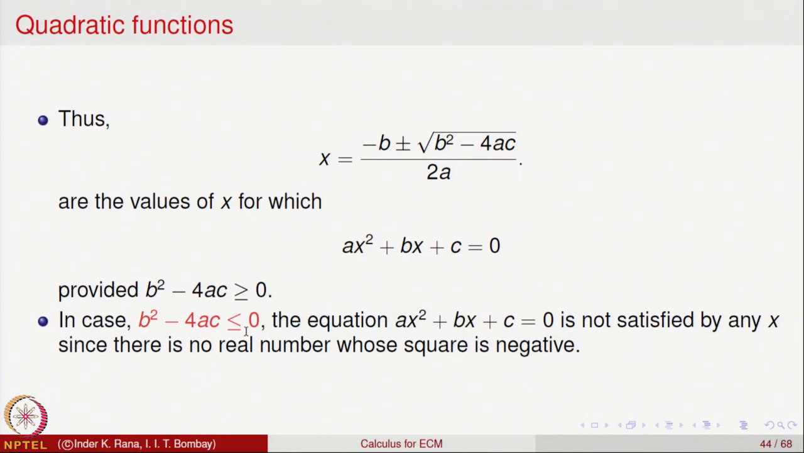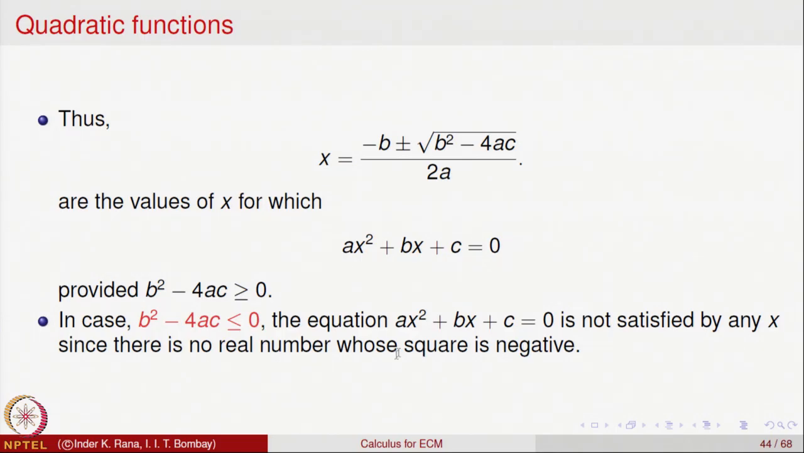So, let us look at the case when it is negative. When b square minus 4 a c is less than 0, this is a real number which is negative, it will not have any square root. So, no real root exists for this quadratic. Actually, roots exist as complex numbers, but for our considerations we are looking at only the real roots.